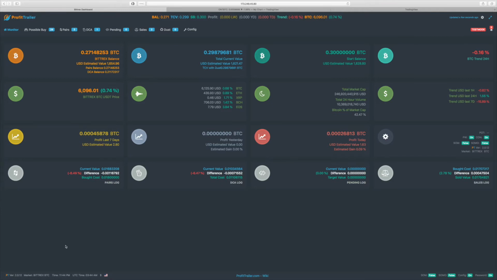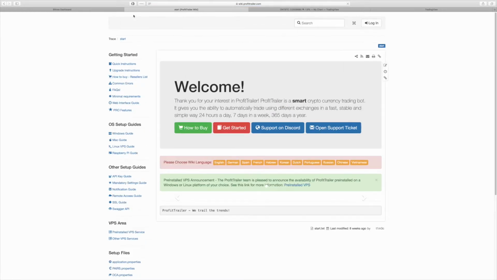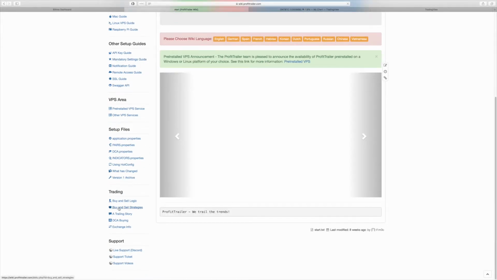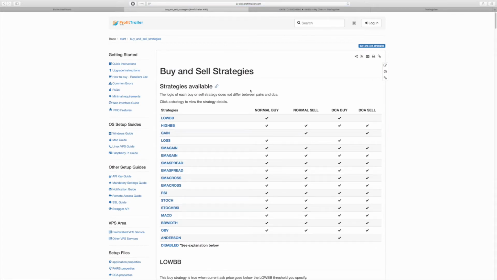on the Wiki. So we're going to go down here to the bottom of the page, click on Wiki, and this should take us to the ProfitTrailer Wiki page. It's been a little slow today. Alright, so I'm just going to zoom in a bit so we can see what we're looking at here, and scroll down until we go to the buy and sell strategies link down here in the trading submenu. Click that and it will take us over to the buy and sell strategies page.